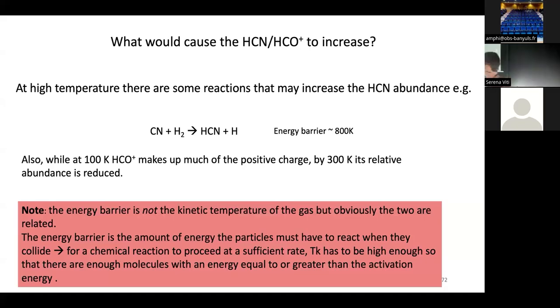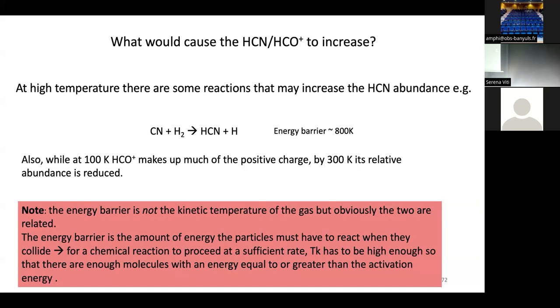Okay, so let's see, for example, what causes the enhancement of HCN in this ratio, right? So people say this ratio is high towards AGN because the AGN have a lot of cosmic rays. Basically, what that comes down to is the fact that the cosmic rays and the X-rays increase the temperature near an AGN, and these high temperatures allow some reactions that have a high energy barrier, such as this one, CN plus H2, to form HCN.